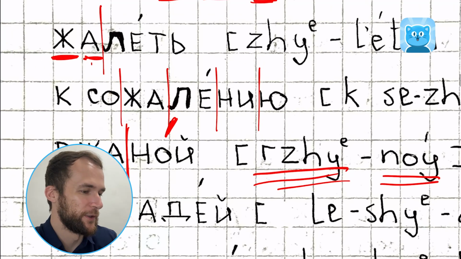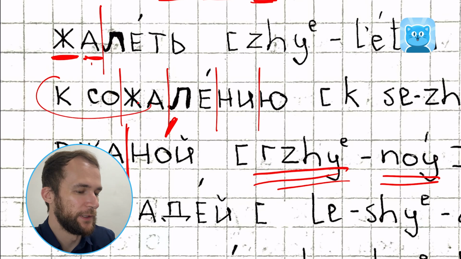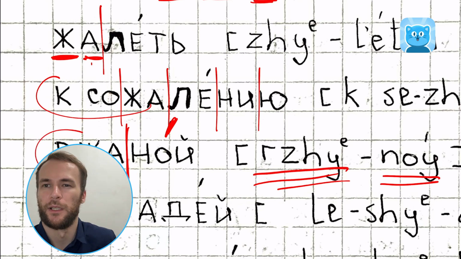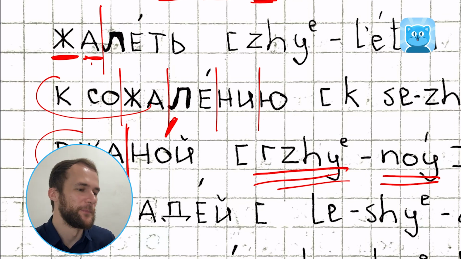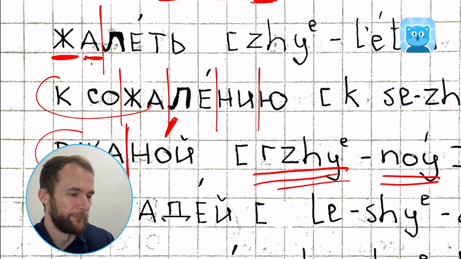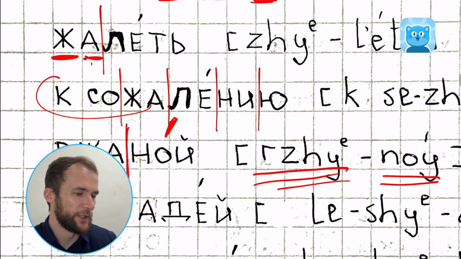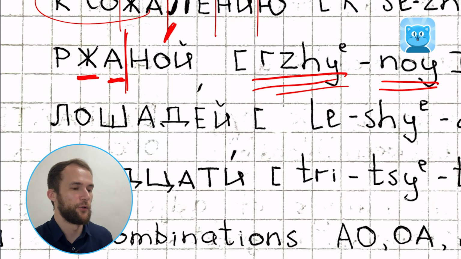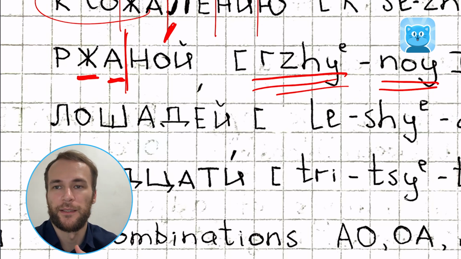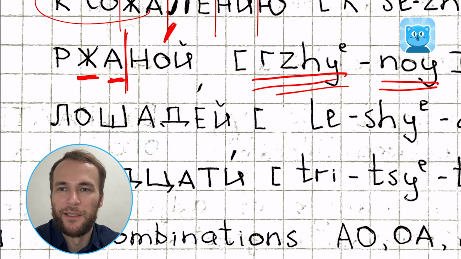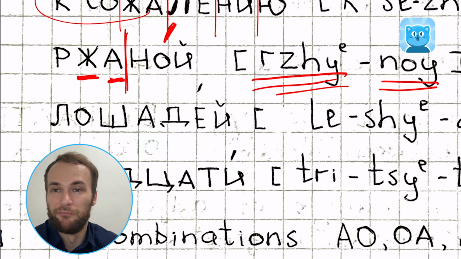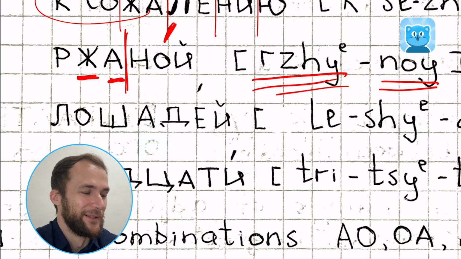So, к сожалению, it means unfortunately, and ржаной, it means like wheat or rye. I'm not really sure how to translate it in English. You can Google that. Next one, лошадей, horses. Horses in a different case, not in nominative case. Don't worry about nominative case. I will explain that later in many classes, not now.